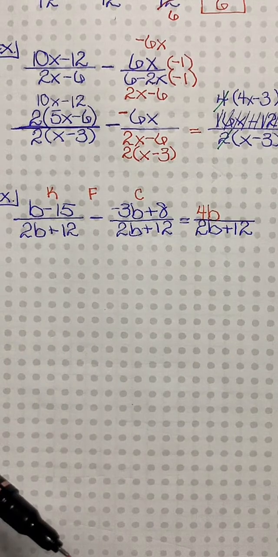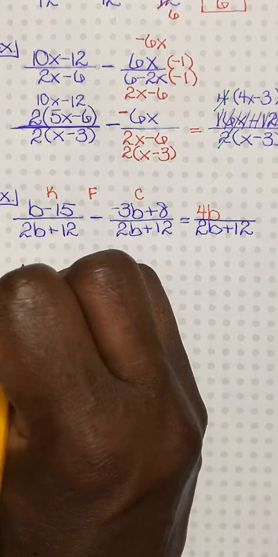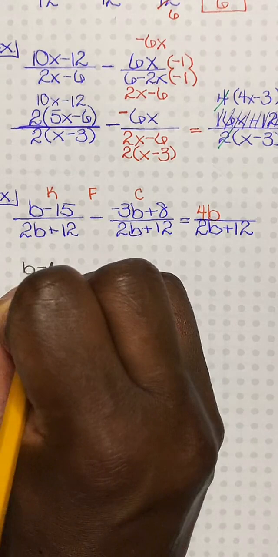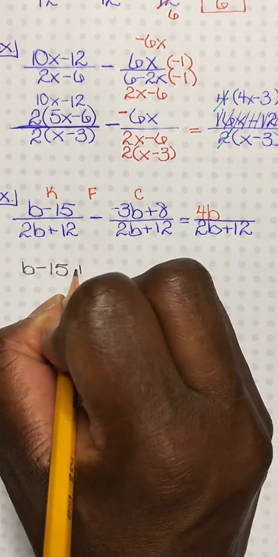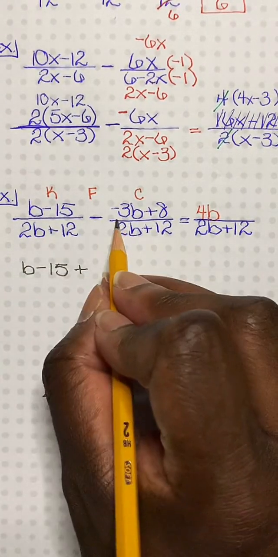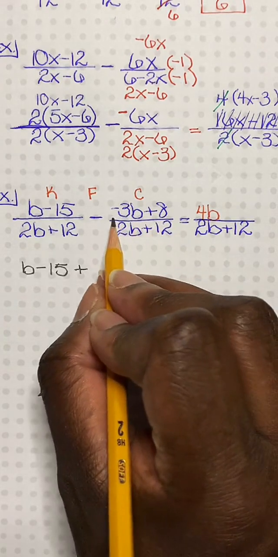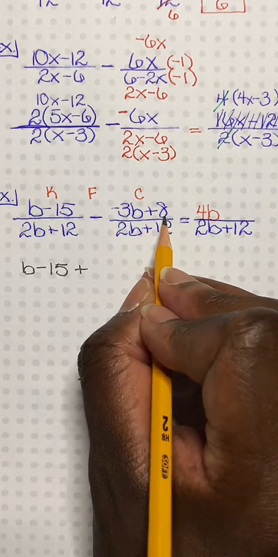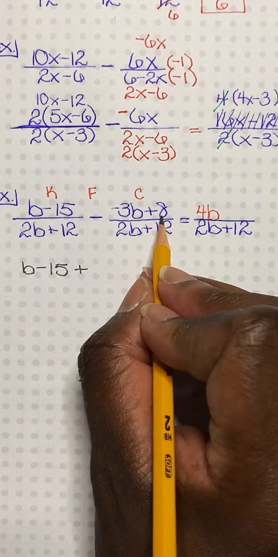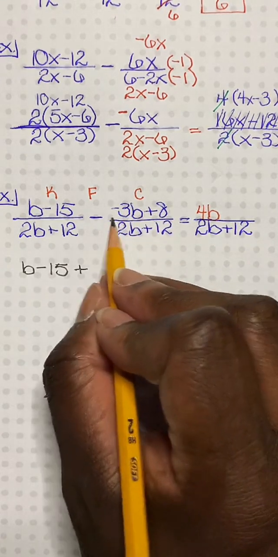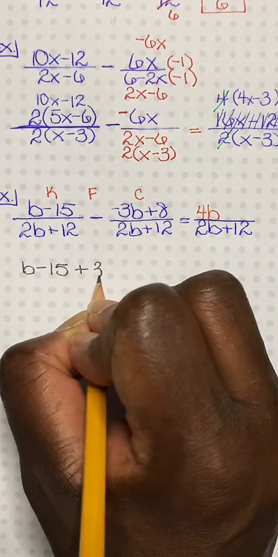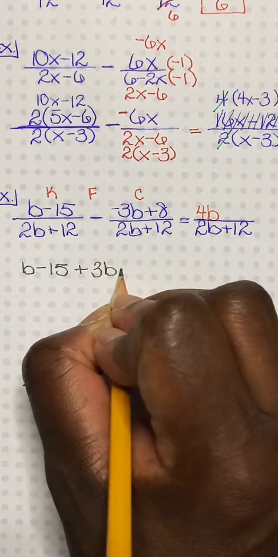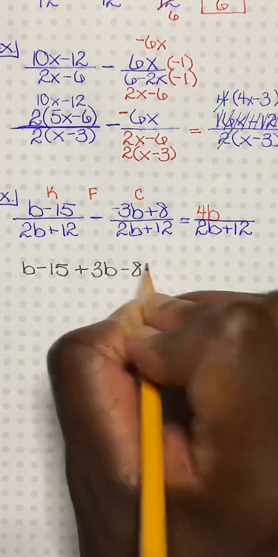I'm just going to write it underneath. Your numerator could be this: b minus 15. Instead of a minus sign, it's a plus sign. And then you're going to change all the signs of the second numerator, just the numerator. Okay, change all the signs of the second one. So that means this is now going to be a positive 3b. And now it's a negative 8.